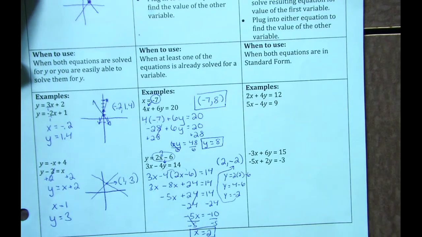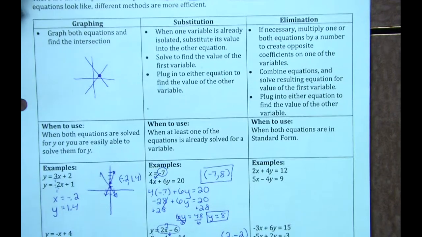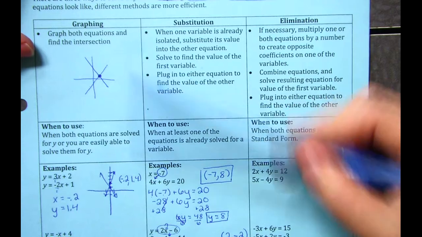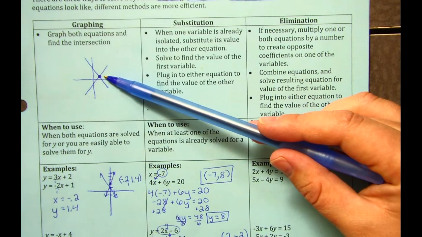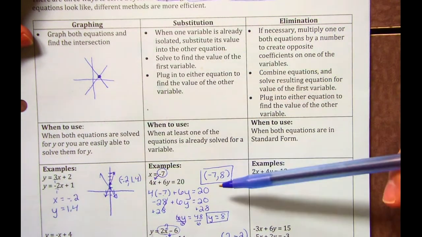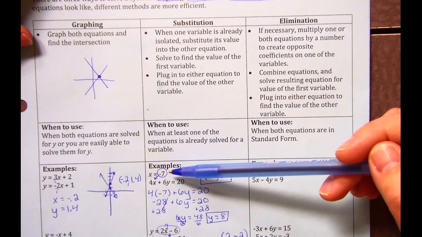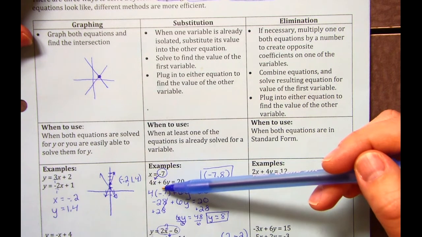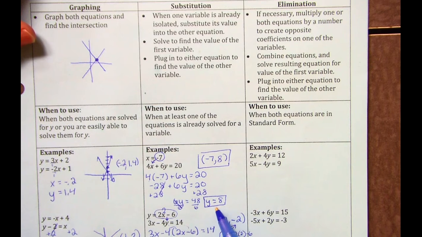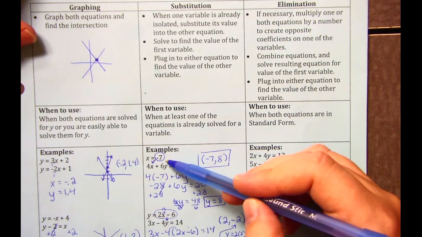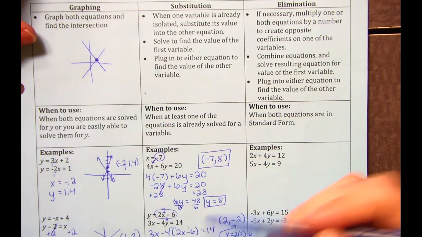So far we've talked about graphing and substitution as possible ways to solve systems of equations. Graphing, we graphed both of them to find the intersection, which is the one point, the xy ordered pair that's on both lines, so it's a solution to both functions. For substitution, we put one equation into the other equation to make one big equation that just had one variable in it, and that way we could solve to find the value of one variable. And then we could also take that and find the value of the other variable.